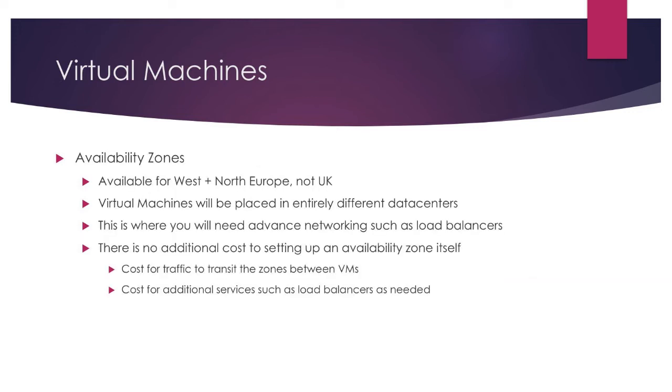We then have something which is called availability zones. So these are where your virtual machines are spread across Azure zones globally, rather than within the same data center. They're available for West and North Europe, but not in the UK at the moment. Virtual machines are in entirely different data centers. You'll need advanced networking, such as load balancers or connectivity with VPN gateways between your Azure zones to make this work, possibly. And there's no additional cost to setting up the availability zone itself.